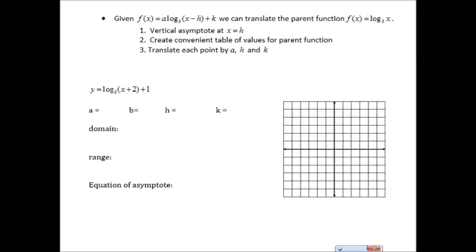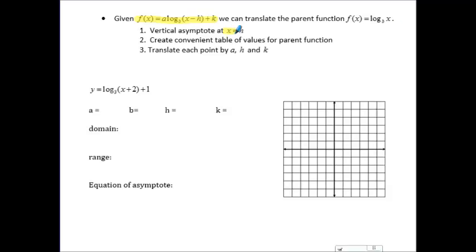Next, let's talk about how do we graph logarithmic functions using our transformational approach with our parameters a, h, and k, and now we're also adding b as the base. We can translate the parent function f of x is equal to log base b of x. And the way we graph it is we have a vertical asymptote.